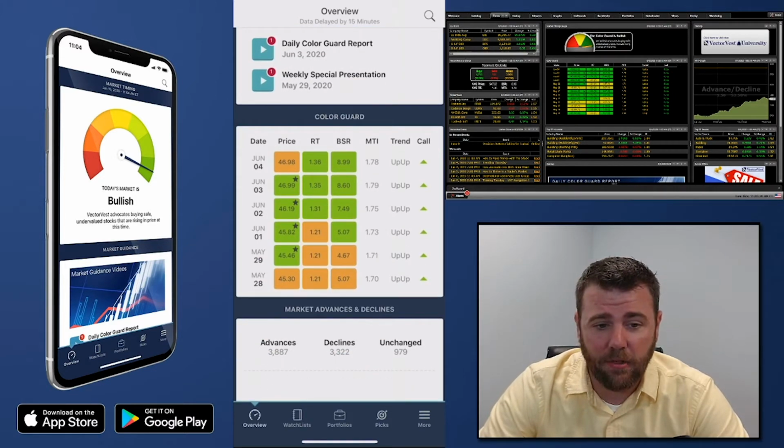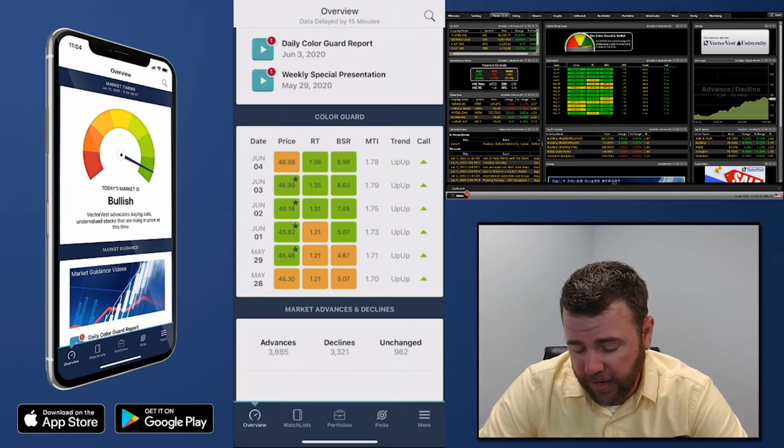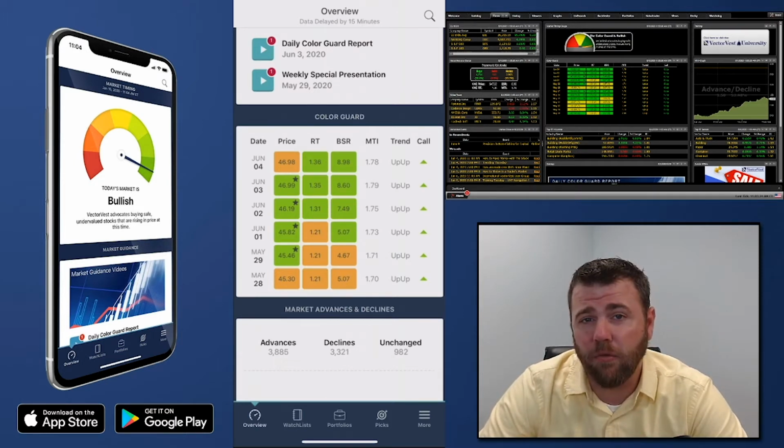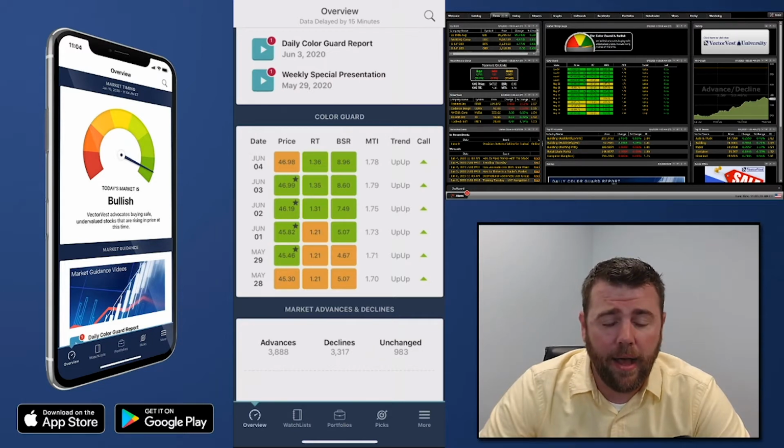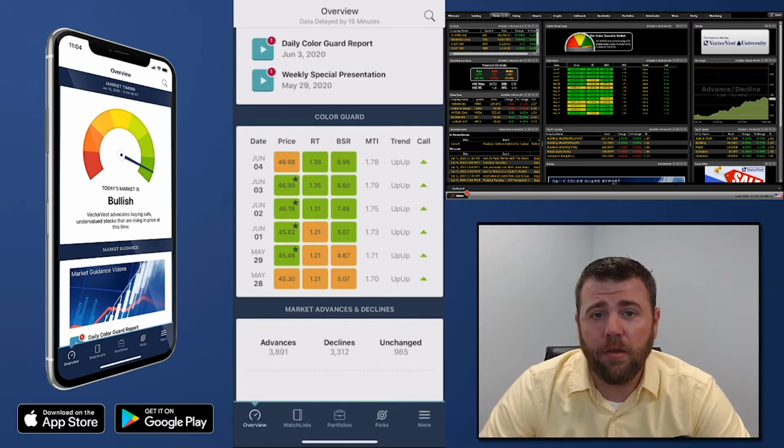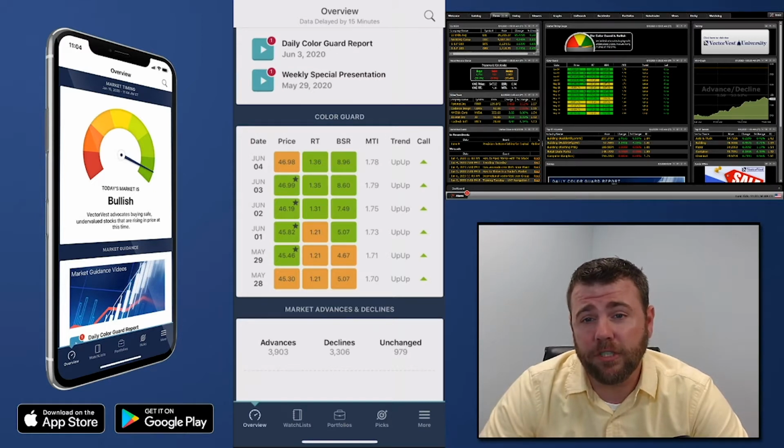Then we get down to the color guard, where we really start to analyze what's going on in the overall market. We use these 3 indicators, price, RT, and BSR, to help us get an idea of where the market's at and where we're heading, all the information you need to make informed decisions on your trading in the market right now.